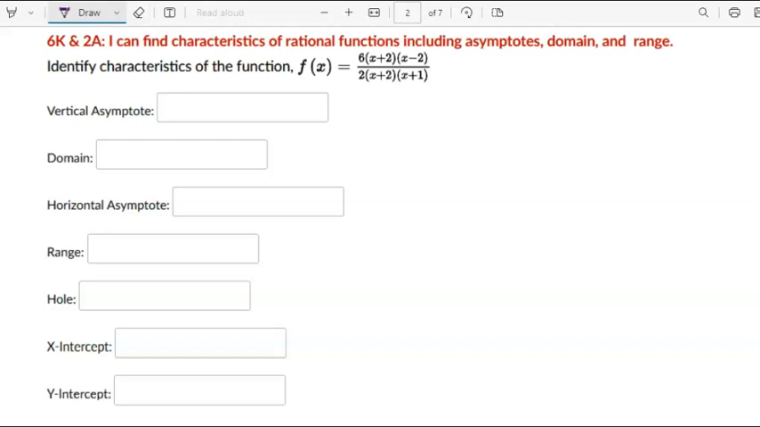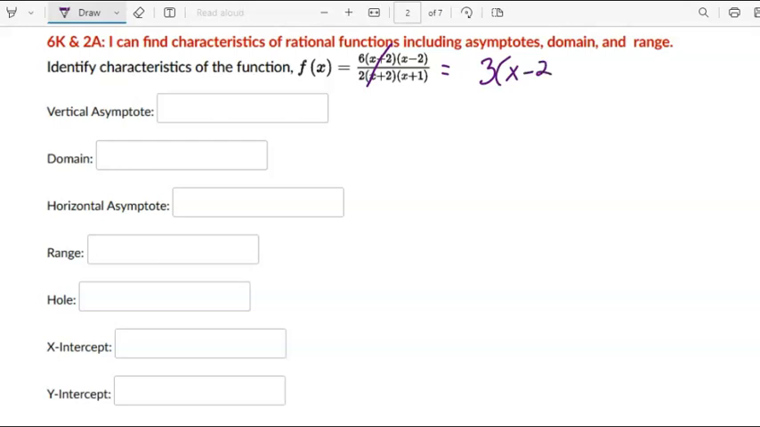Okay, the first thing you want to do is see if anything cancels out to find your hole. x plus 2 and x plus 2 are the same, they cancel out. 6 divided by 2 is 3. Our reduced fraction is 3 times (x minus 2) over (x plus 1).